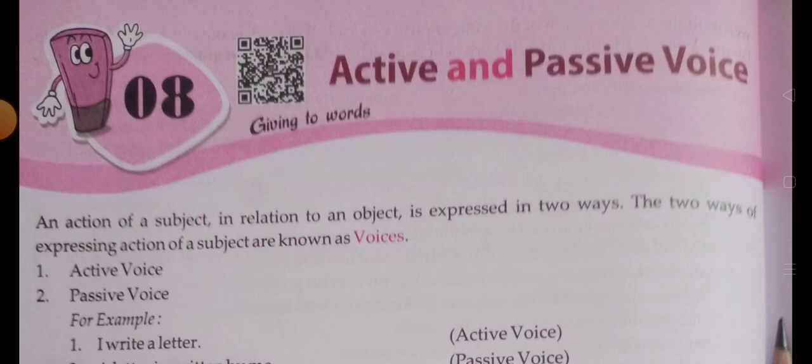Now the structure of the same sentence changes when expressed in active voice and passive voice. The meaning of a sentence, either expressed in active voice or passive voice, remains the same. Now we are talking about the relation between object and subject. How do we express it? Either we can write the letter is written by me, or I can write I write a letter. Right? Now, the difference between active and passive voice.